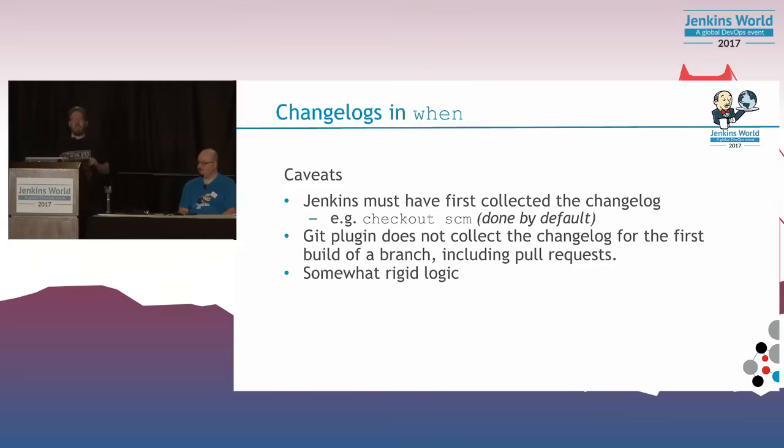The Git plugin can be a little annoying. It doesn't collect the changelog for the first build of a branch, which makes sense since there was no previous build. But that's also the case for pull requests. So the first build of a pull request as of now does not have a changelog. We have some ideas on that front, but nothing implemented yet. But it is something we are going to pursue and do our best to solve, because that's obviously a really useful scenario for this. Wait, does this pull request touch this chunk of code?